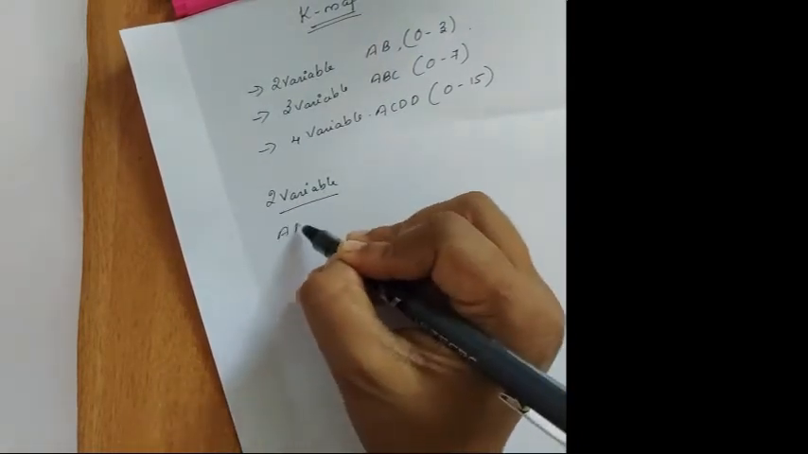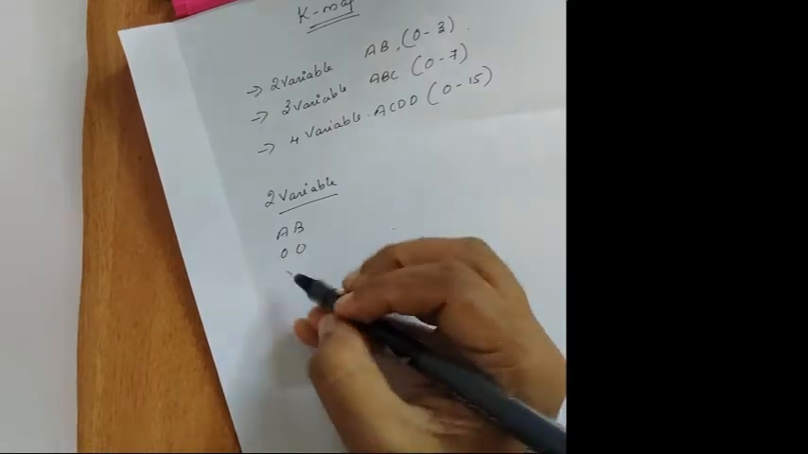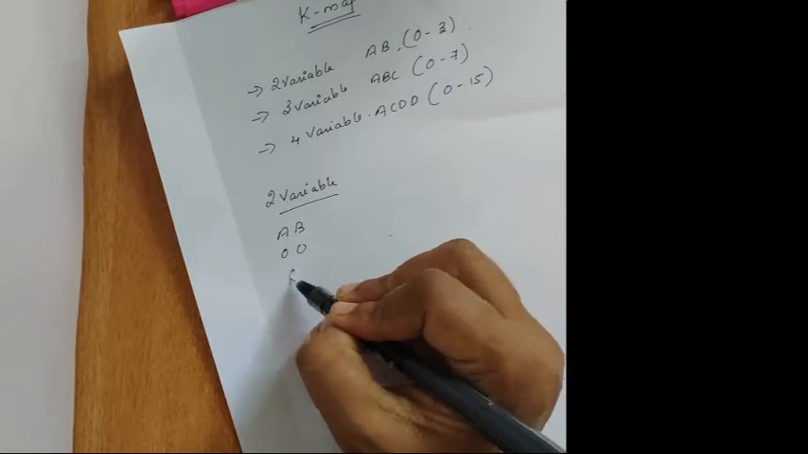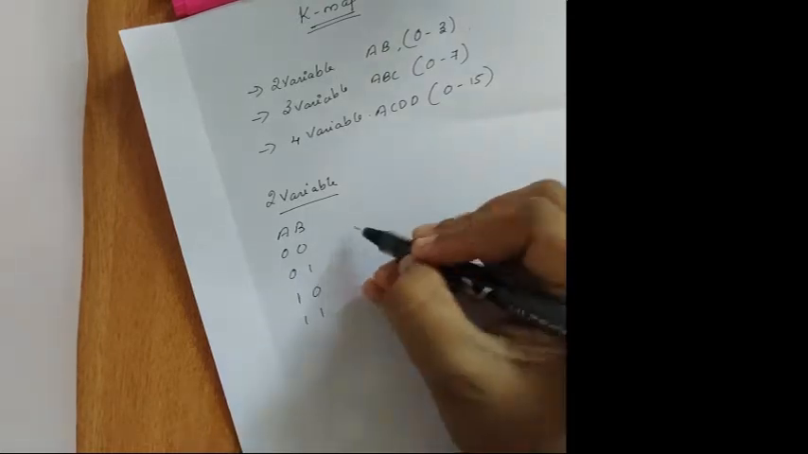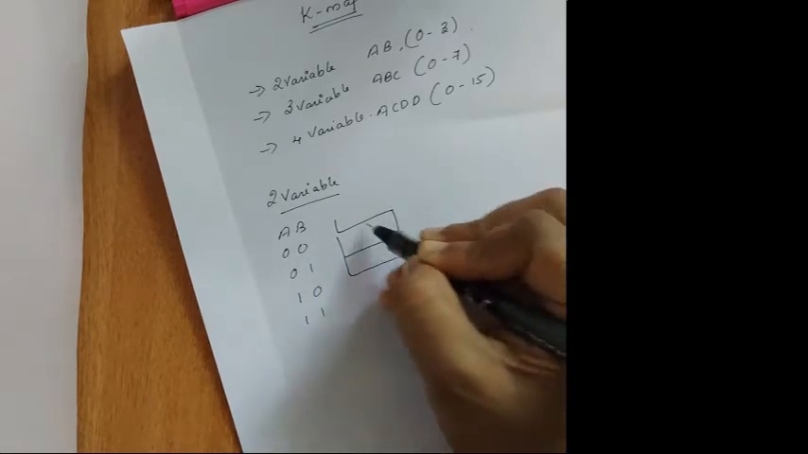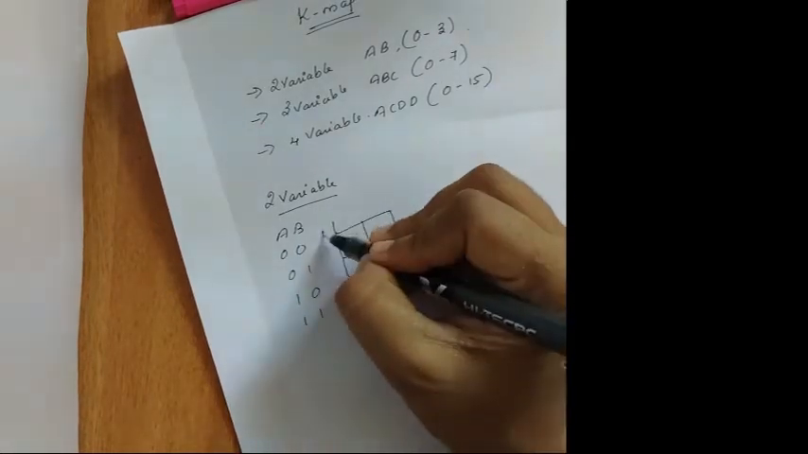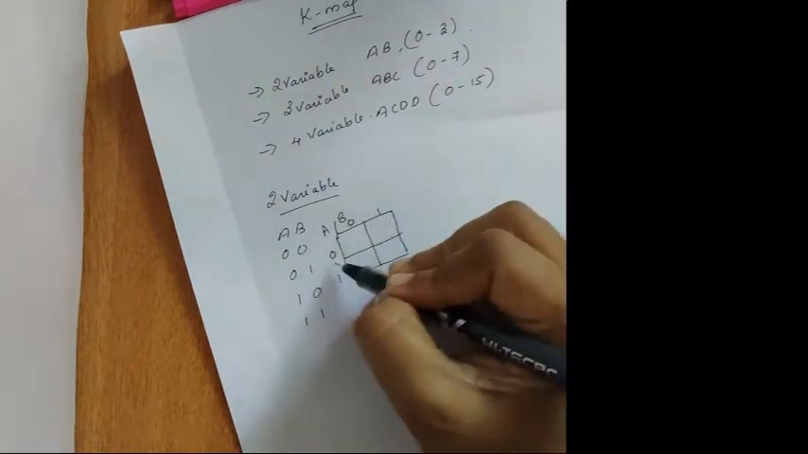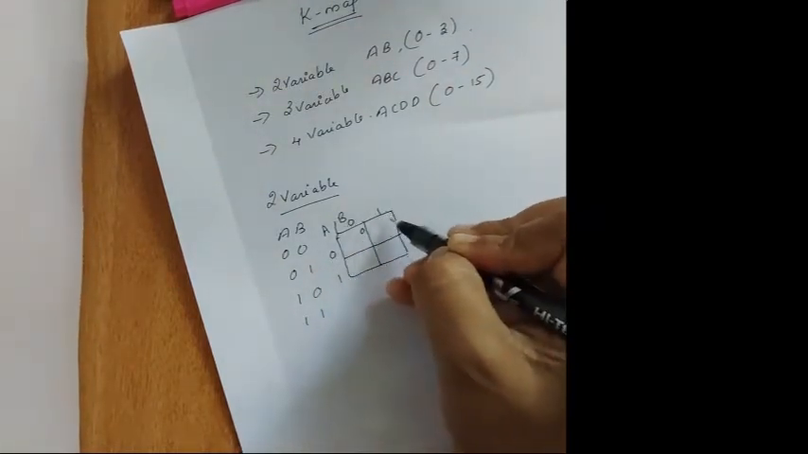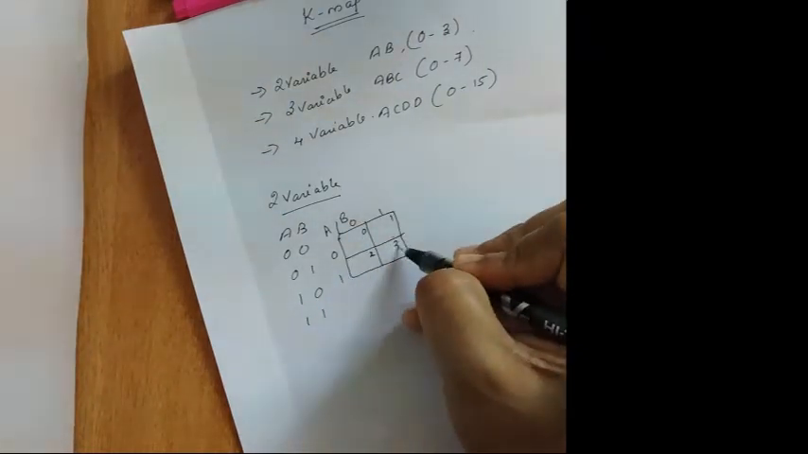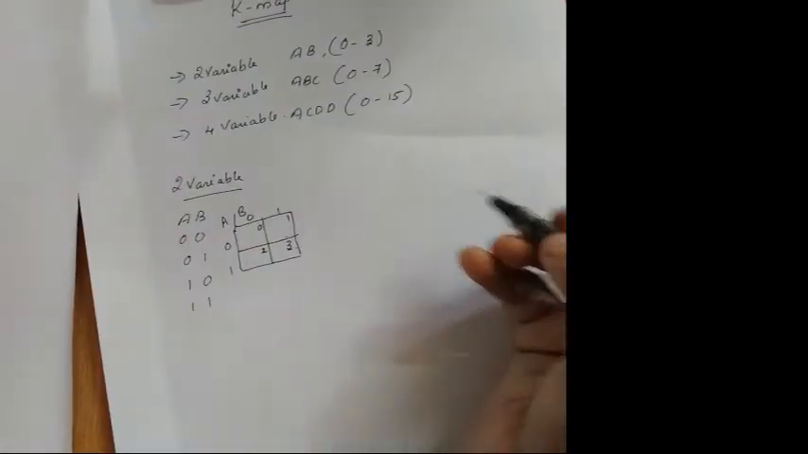It has 2 variables A and B, followed by 4 states: 0 0, 0 1, 1 0, 1 1. Okay, here A, B, 0, 1, 0, 1. So 0 0 is 0, 0 1 is 1, 1 0 is 2, 1 1 is 3. So 0 to 3 states you can obtain.